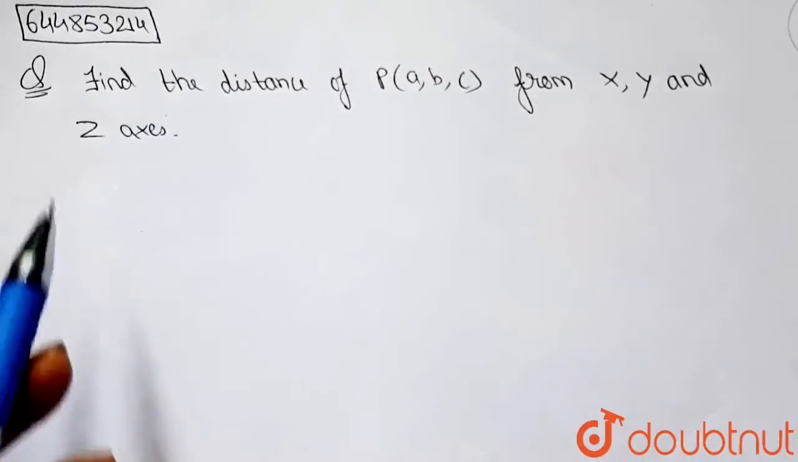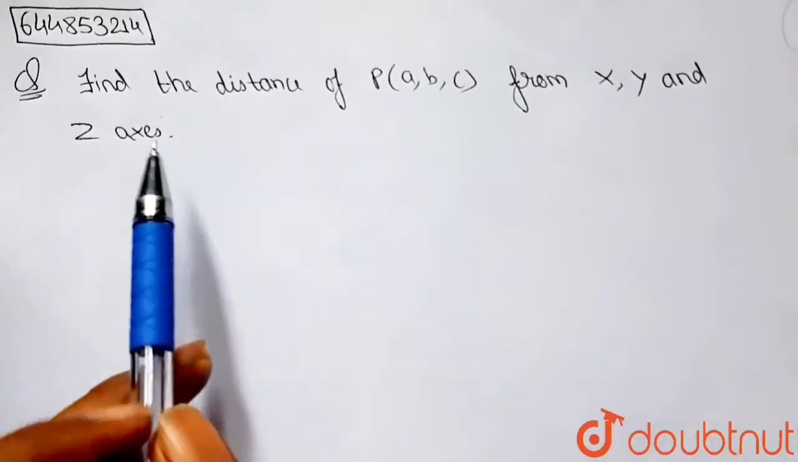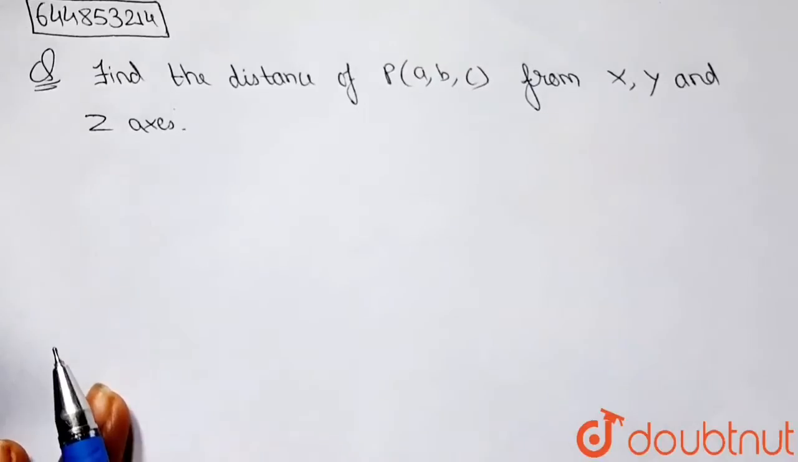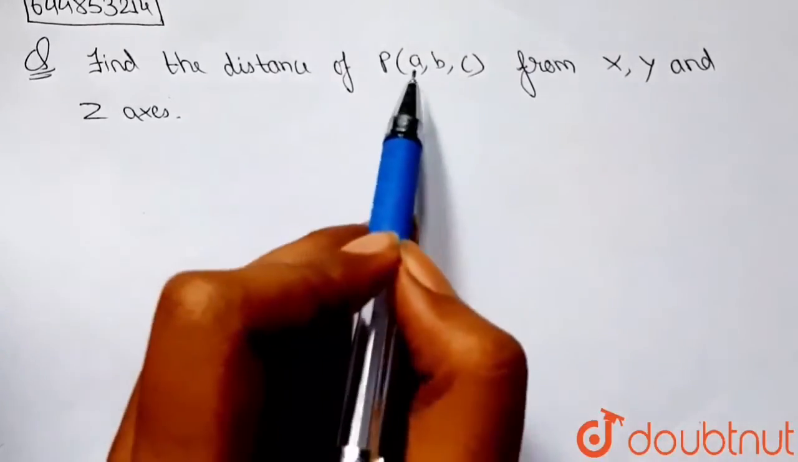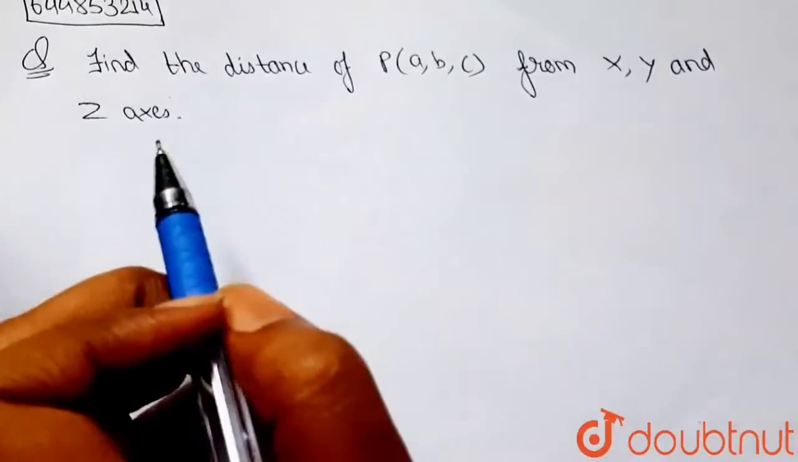Hello friends, so here's a question. It says find the distance of point A, B, C from X, Y and Z axis. So there is a point A, B, C, and we have to find the distance of this point from the three axes. Okay, so let's start.